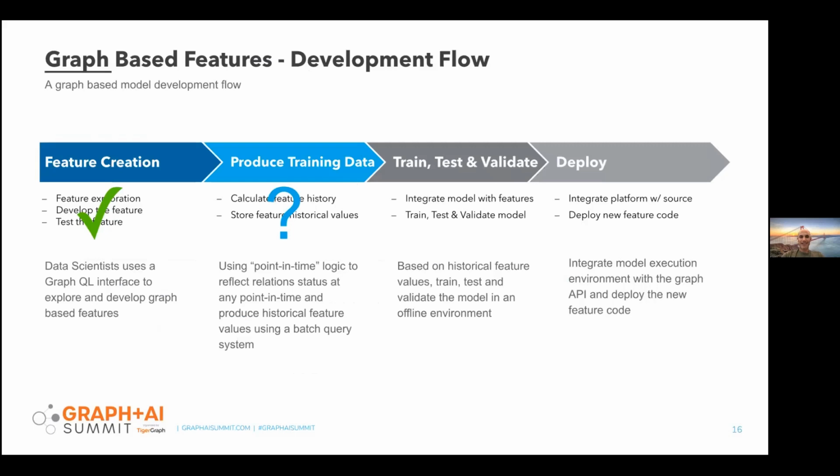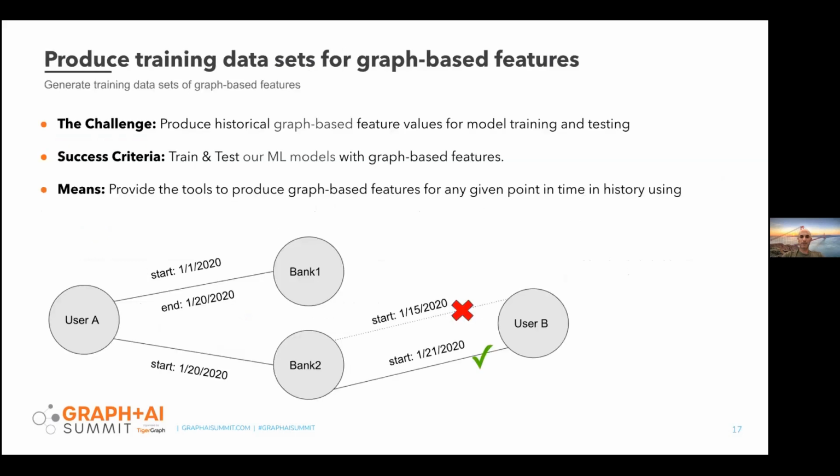Okay, now let's see how the Intuit team was able to solve the second challenge of calculating historical graph-based feature values. In order to calculate graph-based feature historical values, we need to know what was the relationship between any two entities on the graph at a given point in time in history. This is almost like developing a time machine.